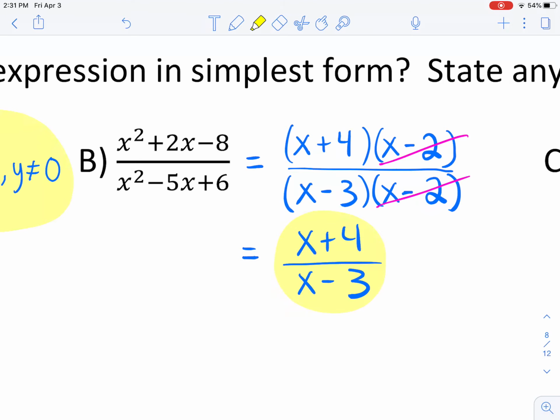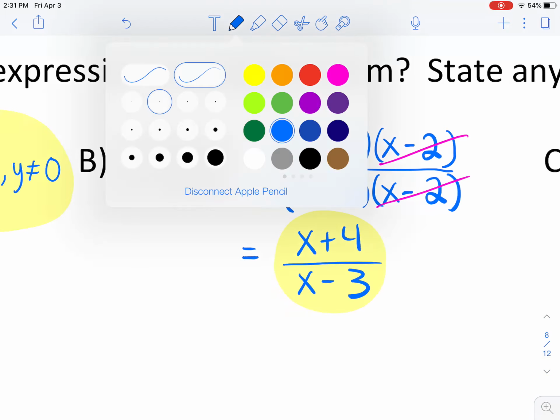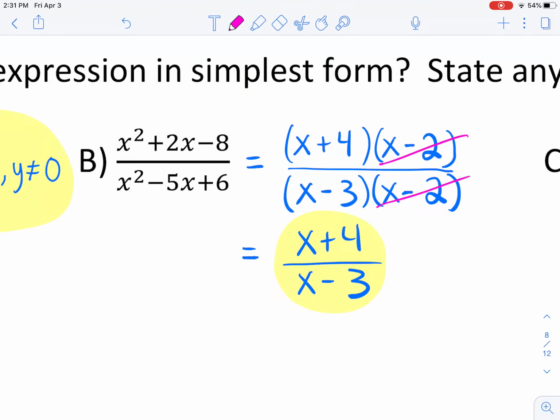The biggest mistake that I see some of the time is people will try and simplify this even further and be like, oh look, there's an x and an x. Those aren't factors. We're adding x to 4 and then we're subtracting 3 from x. Okay, we're not multiplying x by 4, so you cannot cancel those x's out. Do not do that. That's a big mistake that I see often.